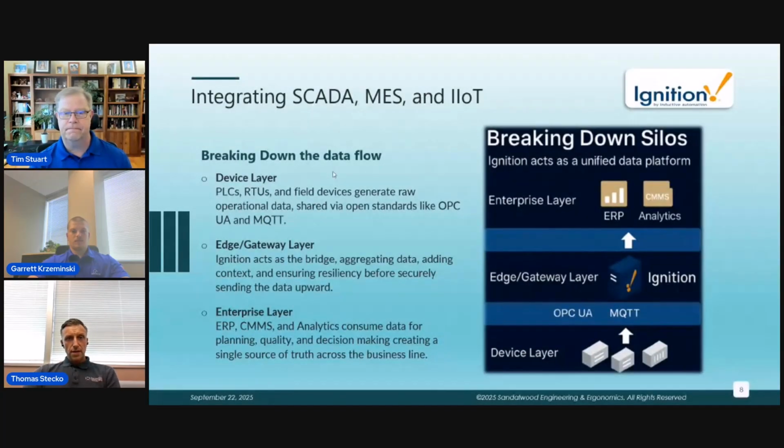Right. So this diagram shows pretty much how Ignition breaks down the silos by unifying data across all the layers of manufacturing. When we look at this diagram, we start at the bottom layer, which is our device layer, and we work our way up. Our typical device layer will have our PLCs, our RTUs, any field devices that generate raw telemetry data, right?